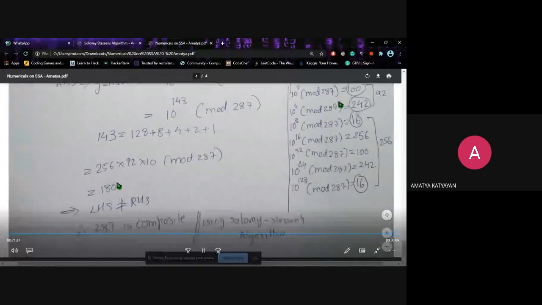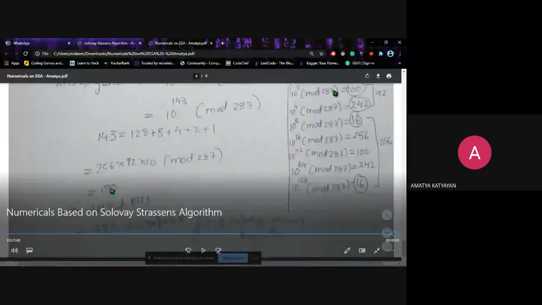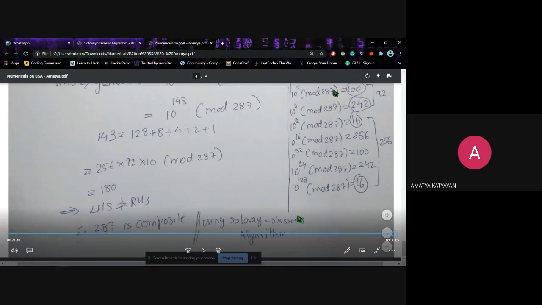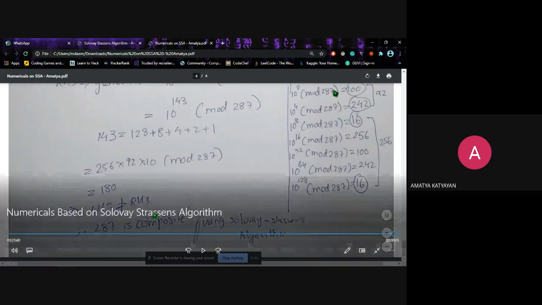In LHS we got 2 by 5, in RHS we got 180, so LHS is not equal to RHS, hence 287 is a composite number. Using Solovay Strassen, we can check it because 287 can be written as 7 into 41, so that is not a prime number.